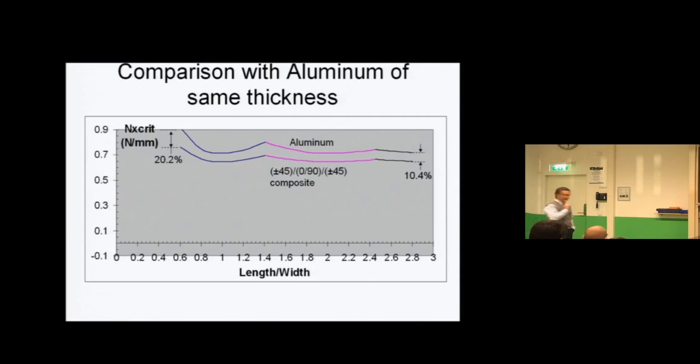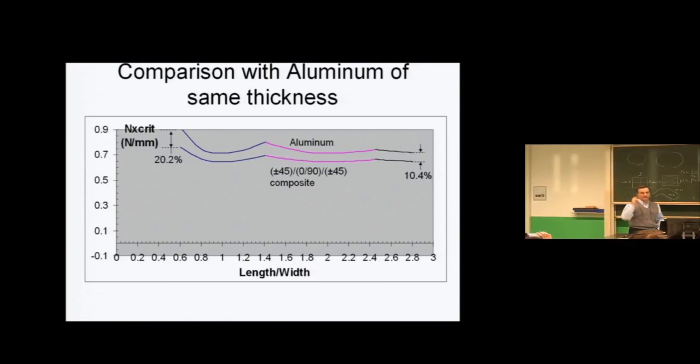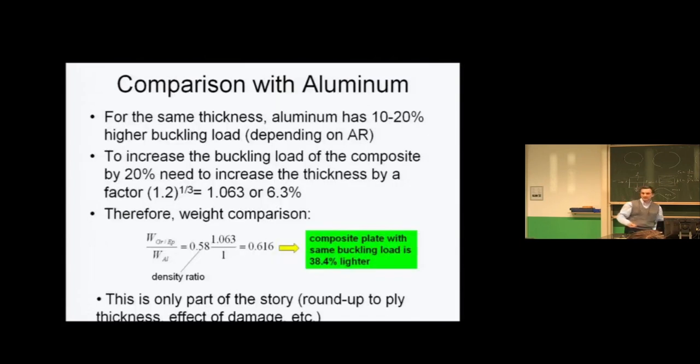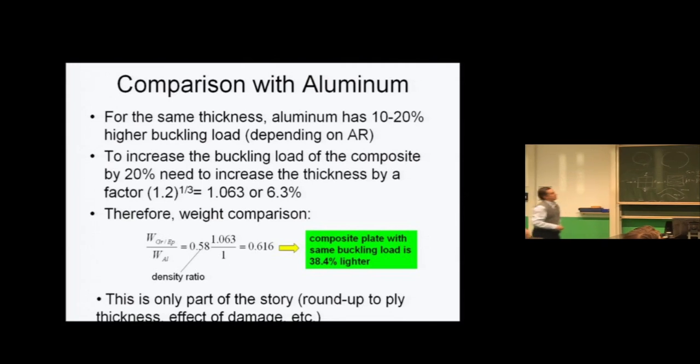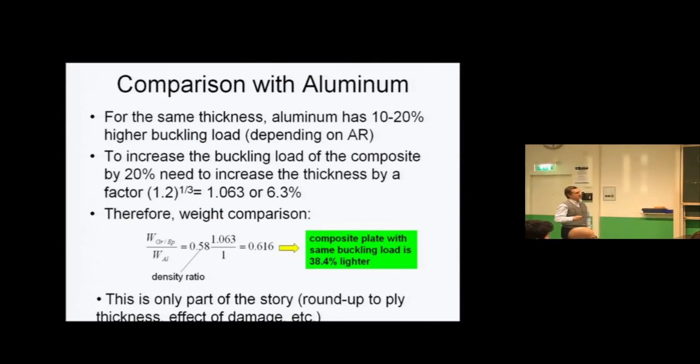Keep in mind, for aluminum, these are exactly the curve. For composite, you will get this curve for this layup. If you change the layup, it will change the curve. But for purposes of comparison, aluminum appears to have significantly higher buckling load. But you have to account for the densities, obviously. So if I have the same thickness, aluminum is 10 to 20%, depending on the aspect ratio, better in terms of buckling load. If I now said I want to make my composite match this, and let's say I want to match the worst case, the 20%.